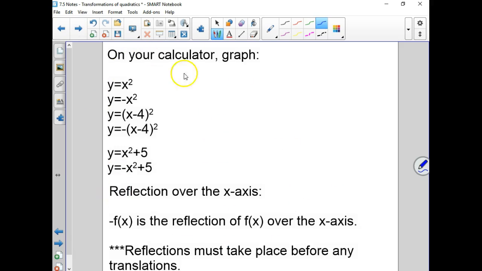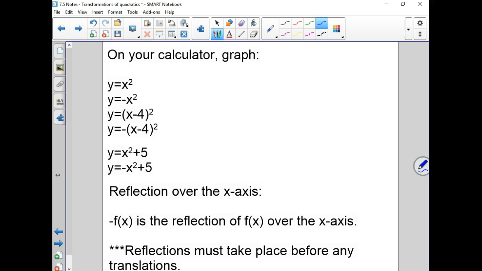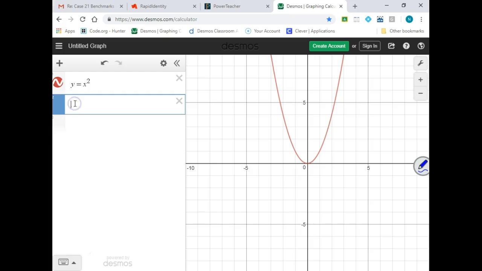We have one more thing that we need to look at. So let's go back to a graph here, and let's get rid of these graphs. So we've got y equals x squared. Let's look at what happens if we put a negative in front of that x squared. You see what happens to the graph here? It flips the graph upside down.